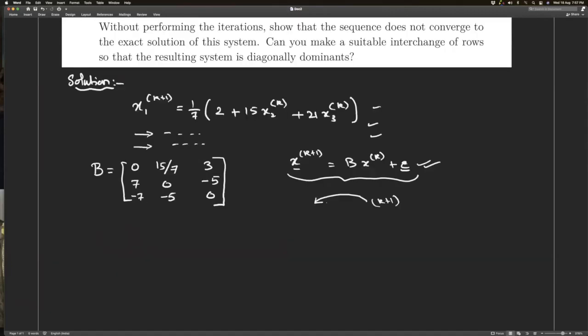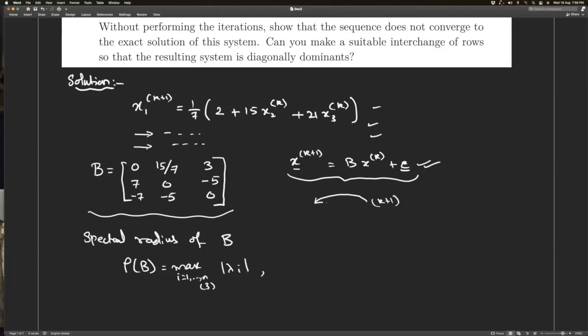Okay, coming back to this problem, you have B like this. That's the Jacobi matrix, or the iteration matrix, for this particular system when the Jacobi method is used. Now we have to find the spectral radius of B, which is defined as the maximum over i equal to 1 to n of mod lambda i, where the lambda i's are the eigenvalues of the matrix B, right? So you have to compute the eigenvalues of this matrix.